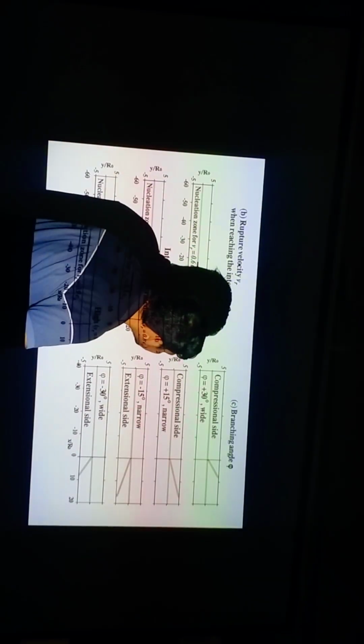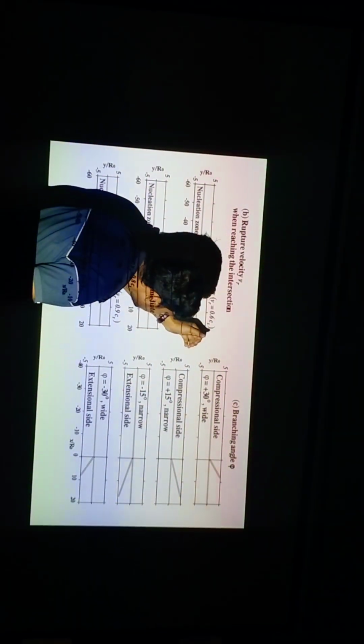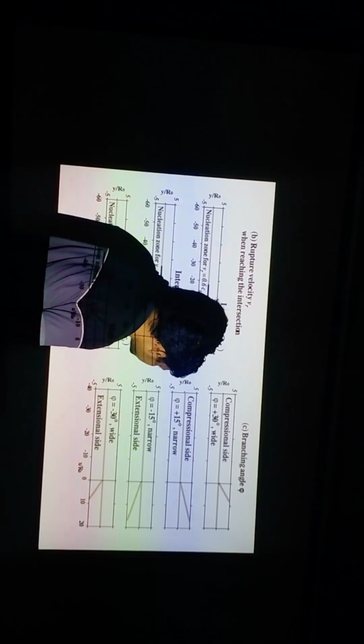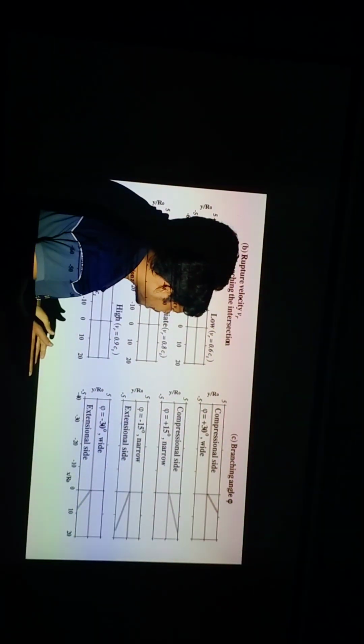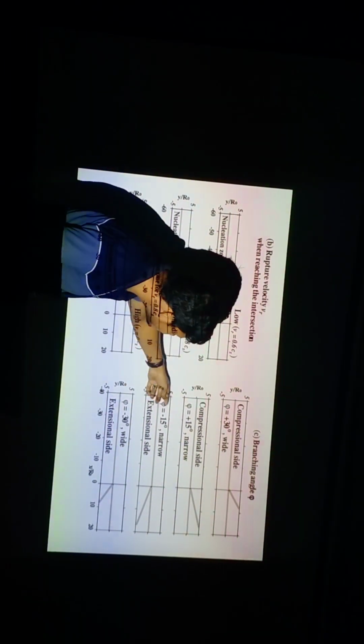And here we have the branching angle. In the case of compression, the branching angle is considered positive, and in the case of the extensional side, the branching angle is considered negative. And this determines whether the branching will be wide or narrow. When the branching angle is more than 30 degrees, the branching will be wide. In these two cases, we have a high angle of more than 30 degrees. And when the branching angle is 15 degrees or less, the branching will be narrow. We can see these two diagrams.